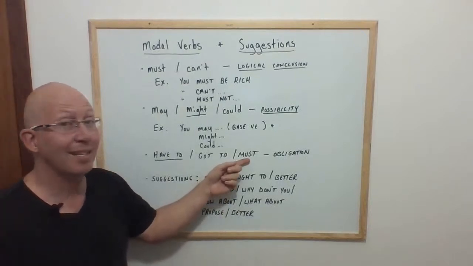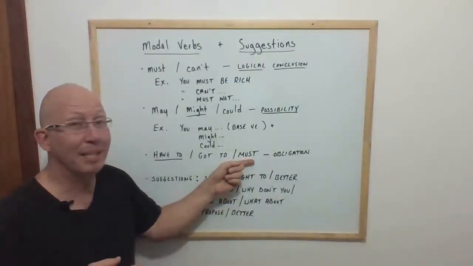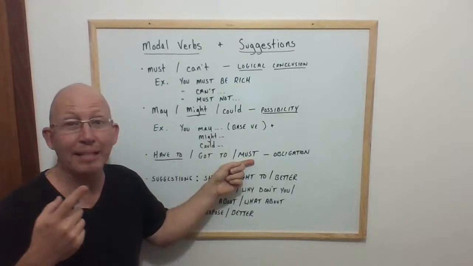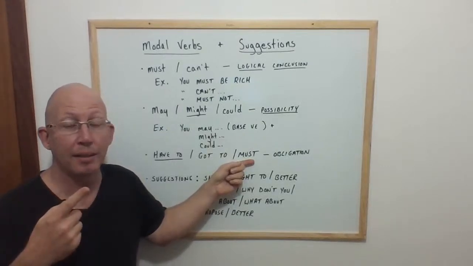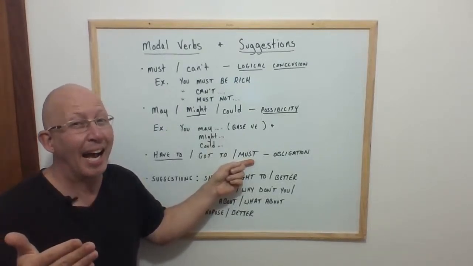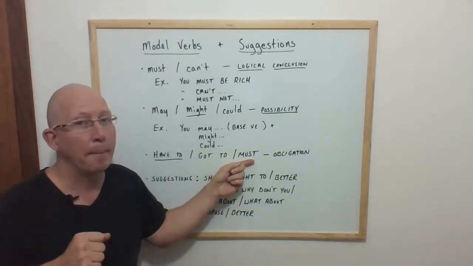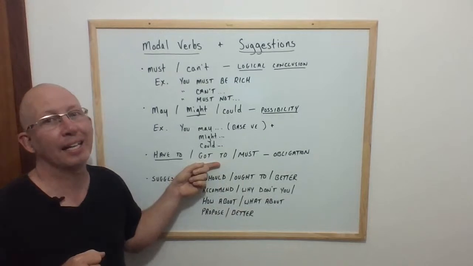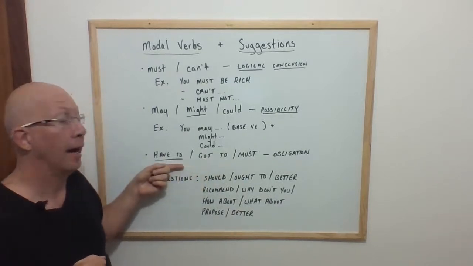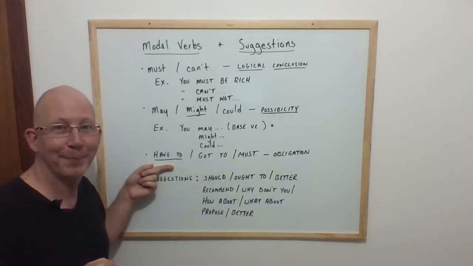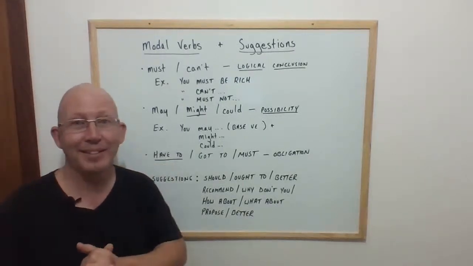The next one is must. But this must, we Americans don't use verbally. The British will use this as an obligation. I must go home. An American would say, I gotta go home, or I have to go home. Okay? Now, this is the good part.